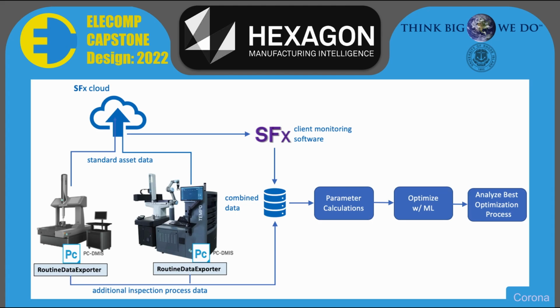This is a block diagram showing our approach. We'll be using two CMMs. The one labeled Tempo can pick up and move parts on its own. With that comes an online asset manager called SFX, and also a data extractor script called Routine Data Explorer. We combine all the data from different sources, find out which parameters are key, and use a machine learning algorithm.